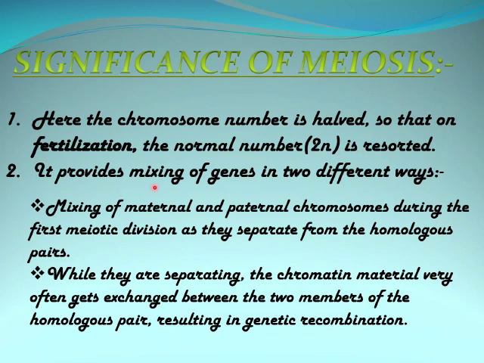And it provides mixing of genes in 2 different ways, that is mixing of maternal and paternal chromosomes during the first meiotic division, and during crossing over, as they separate from the homologous pairs. During crossing over they separate and carry the genetic material. While they are separating, the chromatin material very often gets exchanged between the 2 members of the homologous pair, resulting in genetic recombination once again.